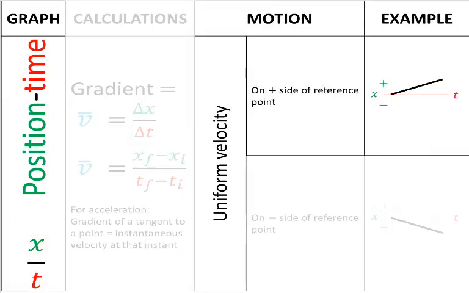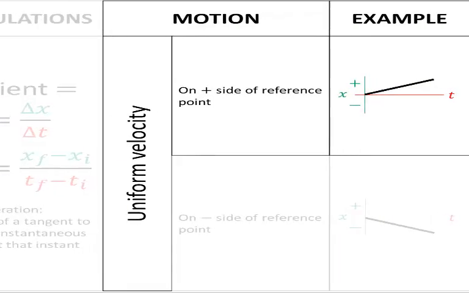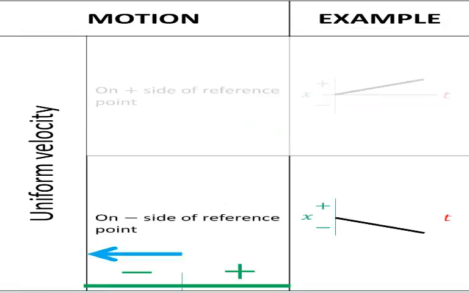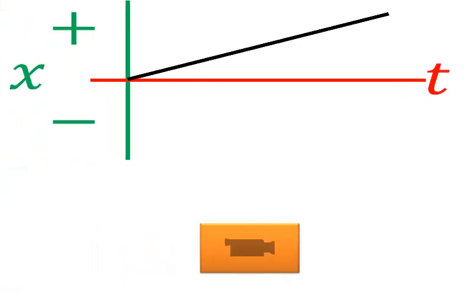When the object moves at uniform velocity from the reference point away to the right, if we call the right positive, then the graph will look like this. If the object moves at uniform velocity from the reference point away to the left, if we choose left to be negative, then the graph will look like this. Let's demonstrate the motion of this kind of graph.